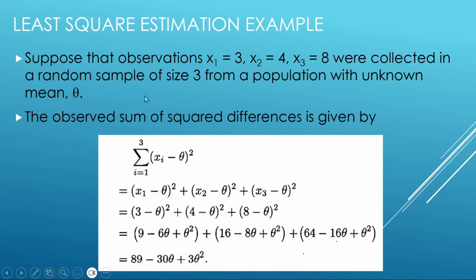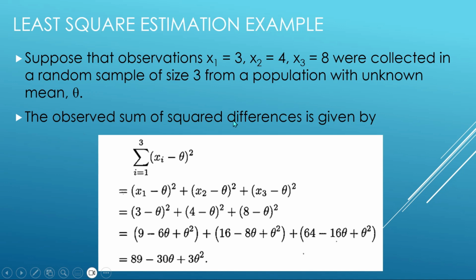zero sum. Suppose that observations X1 is equal to 3, X2 is equal to 4, X3 is equal to 8 were collected in a random sample of size 3 from a population with unknown mean theta. So here we have a sample which has values 3, 4 and 8 from some population, and the theta of this population is not known. The mean of that population is not known.